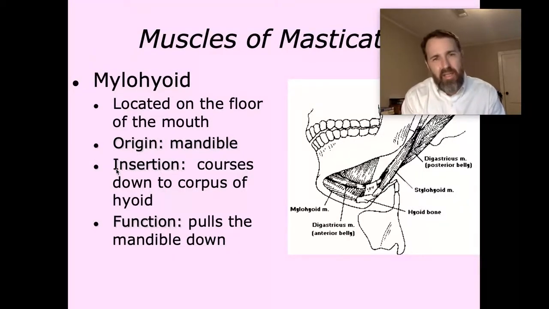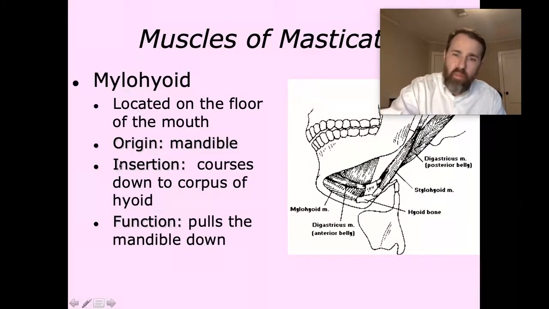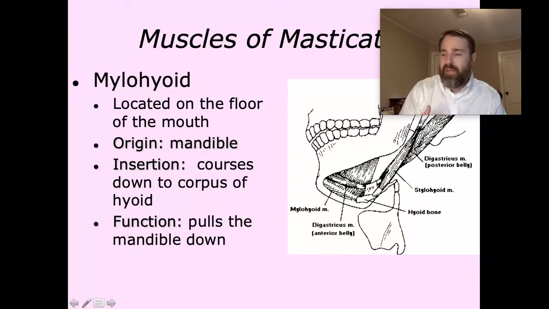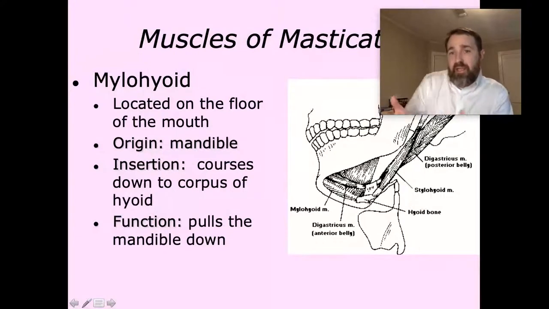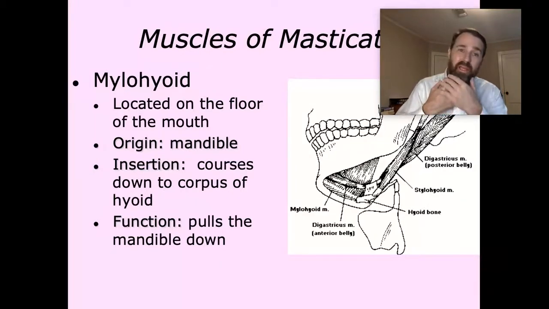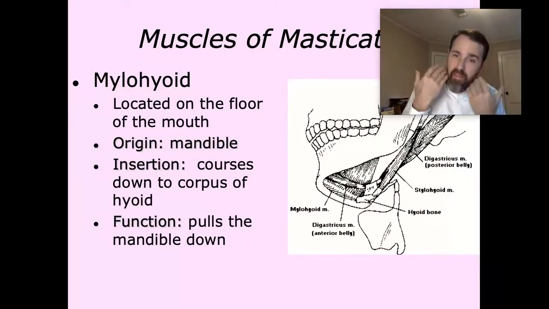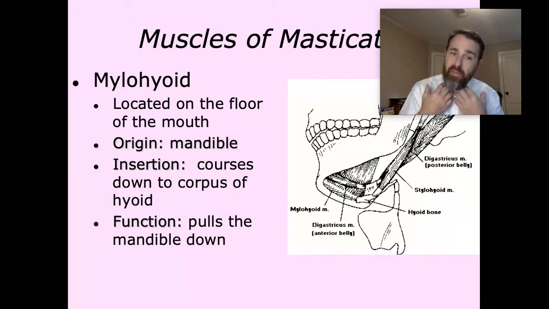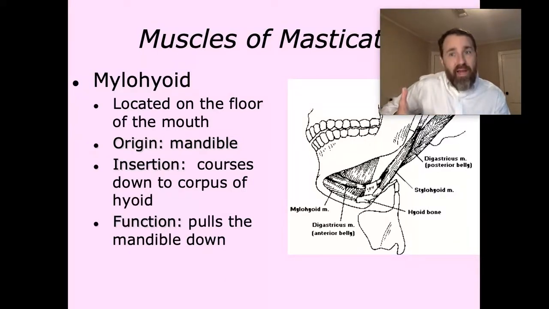And the same is true for the mylohyoid. So when we talked about the mylohyoid, we referred to it as a flat muscle that forms the floor of your oral cavity. And we mentioned that when it contracts, it could pull the hyoid up to the mandible. But if we keep the hyoid where it is, and the mylohyoid contracts, it is going to pull the mandible down towards the hyoid. So the mylohyoid can act as an elevator of the hyoid or as a depressor of the mandible.